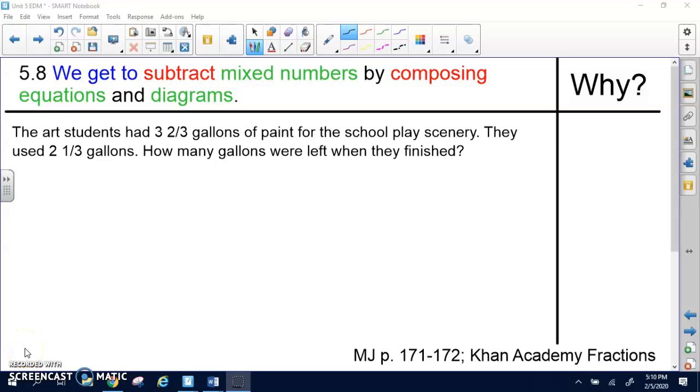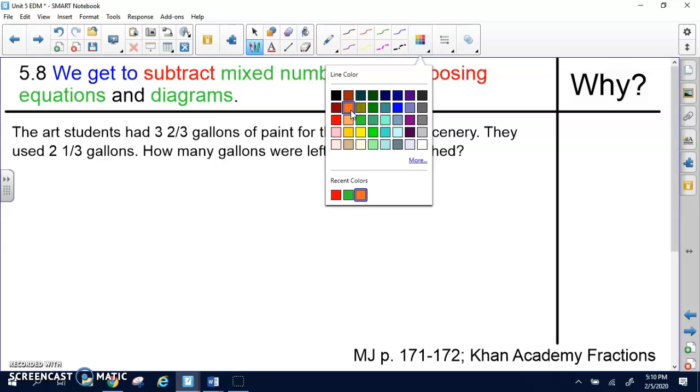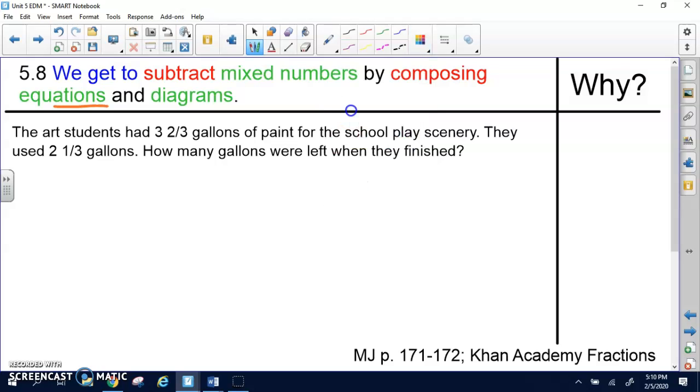At 5.8, we get to subtract mixed numbers by composing equations and diagrams. Let me highlight a couple of ideas. Today you're going to be composing equations, which as we've talked about means there has to be an equal sign, and you're going to be composing diagrams. It's one of these activities where you're asked to use two different strategies or two different diagrams. So I'll give you an opportunity to see two different diagrams of how I solve this problem.